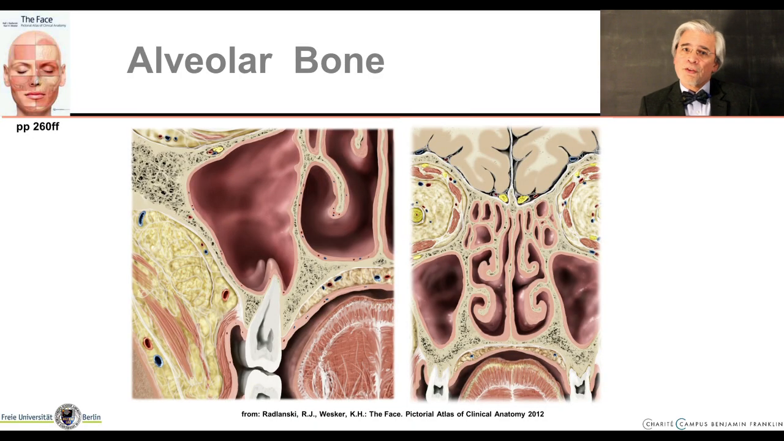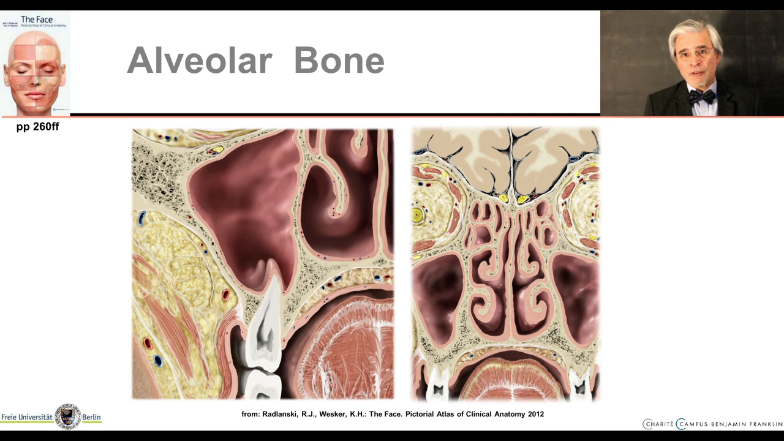The expansion of the maxillary sinus and its close proximity to the molars poses a certain challenge for orthodontics. Here you can see two representations of the maxillary sinus, as they can also be found in our atlas, The Face. Carl Wesker has created these impressive images from the living. As a basis served a series of hundreds of MRI images of my daughter and of me. And in the right pictures, you can see the maxillary sinus of my daughter. At that time, she was still a student.